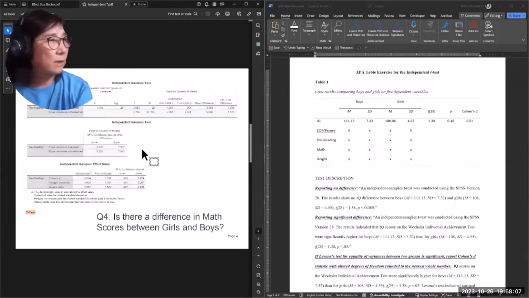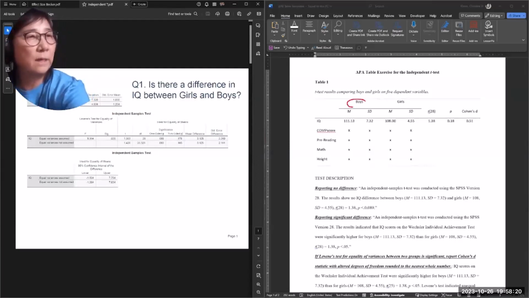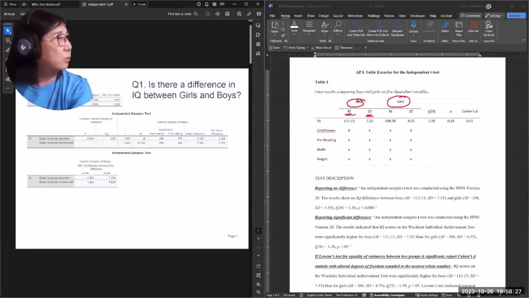All right, so let's go back. Number 1, IQ, I show you how to report. So let's see if I can make it easier. Here is boys and here are the girls. This is the mean and standard deviation right there. Group statistics, right? Here's male and female.